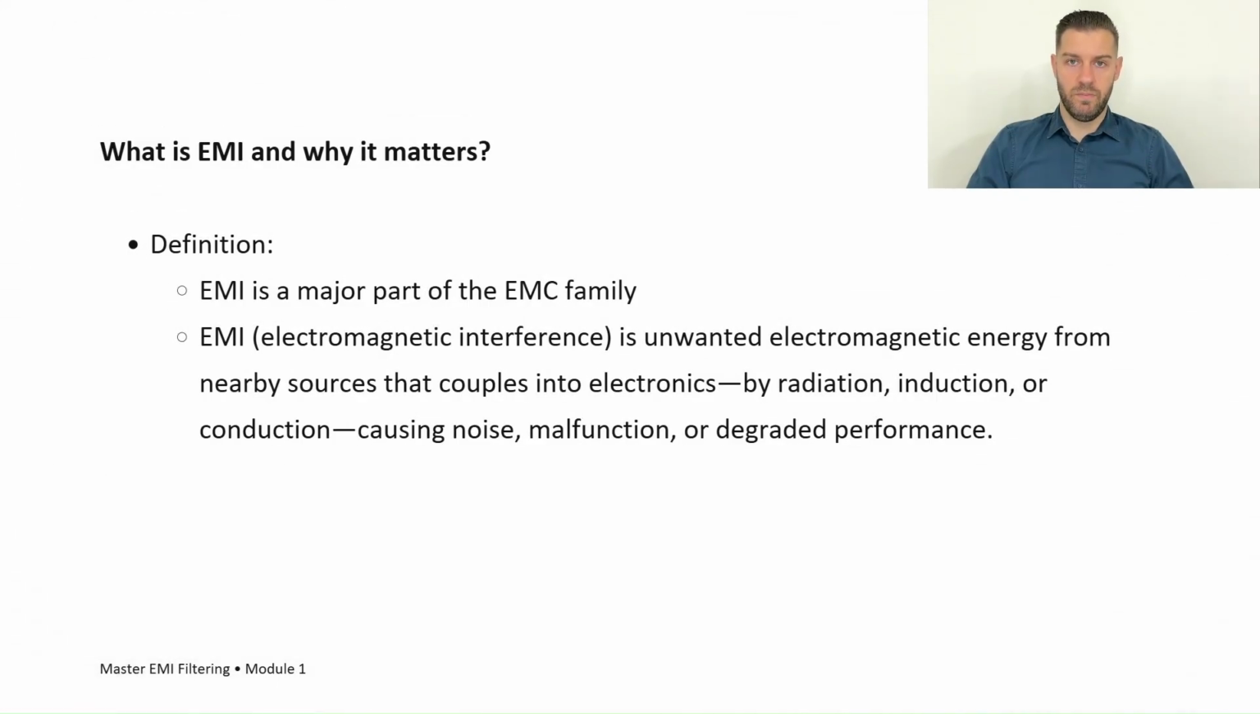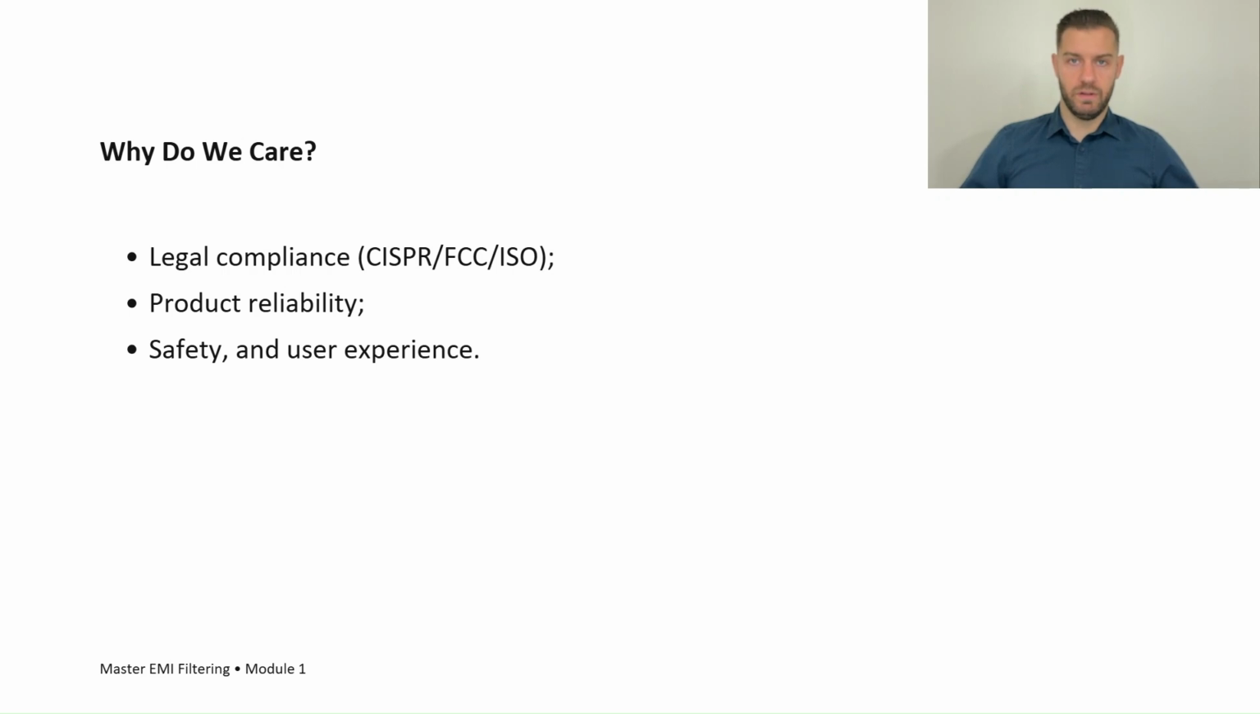So what is EMI and why does it matter? Well, first of all, what is the definition of EMI? EMI, which stands for electromagnetic interference, is a major part of the EMC family. The EMC family is electromagnetic compatibility, which also includes ESD, for example, or electrostatic discharge, and others. EMI is unwanted electromagnetic energy that couples from nearby sources into electronics, either by radiation or by conduction, and causes damage or degraded performance.